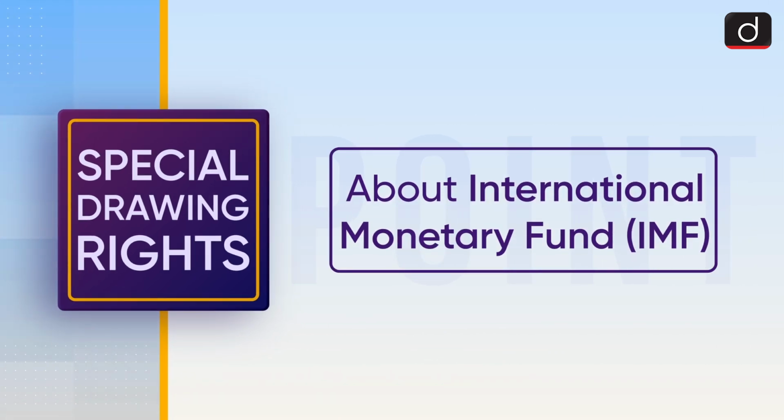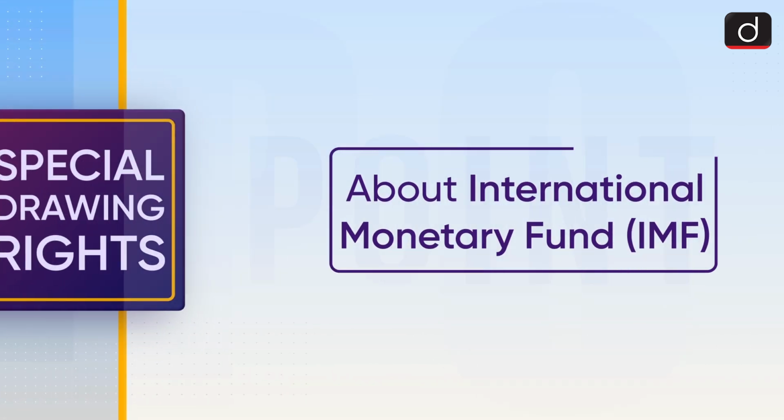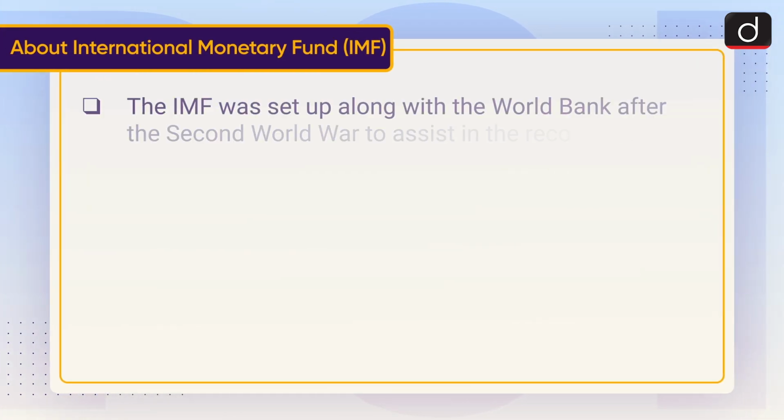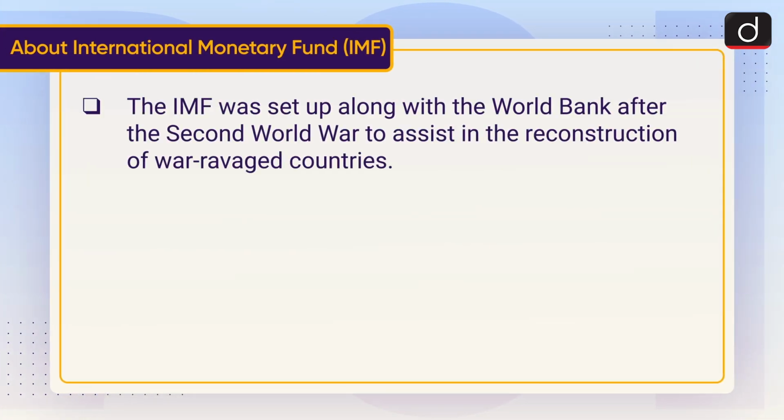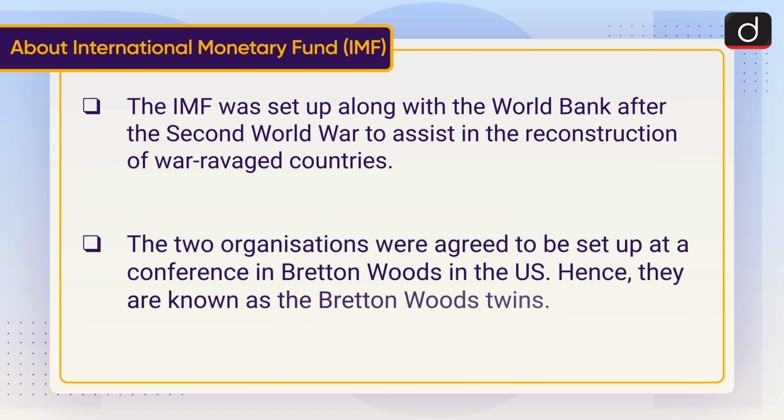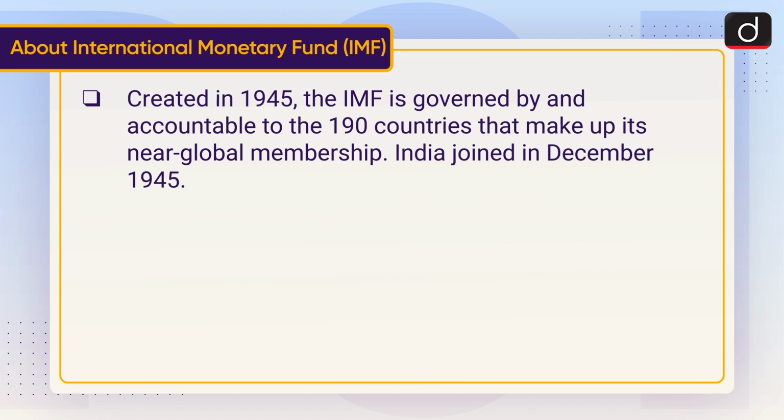Now have a look at the International Monetary Fund or IMF. The IMF was set up along with the World Bank after the Second World War to assist in the reconstruction of war-ravaged countries. The two organizations were agreed to be set up at a conference in Bretton Woods in the US. Hence, they are known as the Bretton Woods Twins. Created in 1945, the IMF is governed by and accountable to the 190 countries that make up its near global membership. India joined in December 1945.